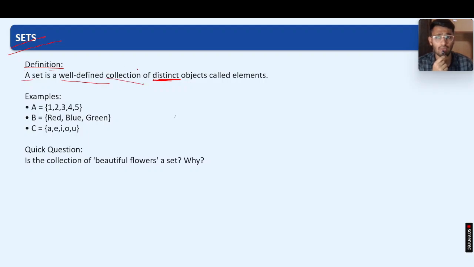You know very well about a collection. Say you have some pencils, some pens, and you are collecting them, that's a collection. The main words are distinct and well-defined. So a set is a well-defined collection of distinct objects called elements. Those objects which we take in a set are called elements. First of all, we will understand this definition with the help of an example.